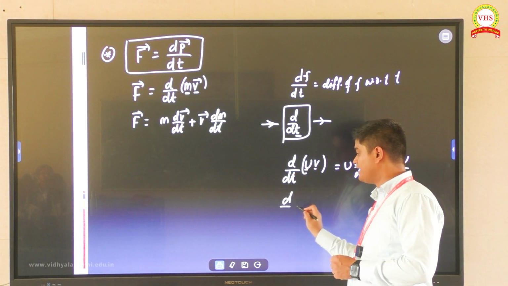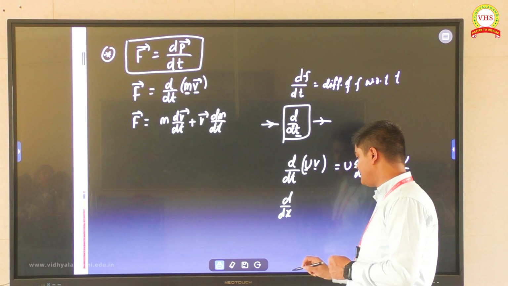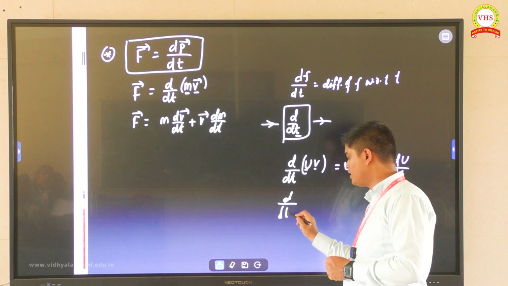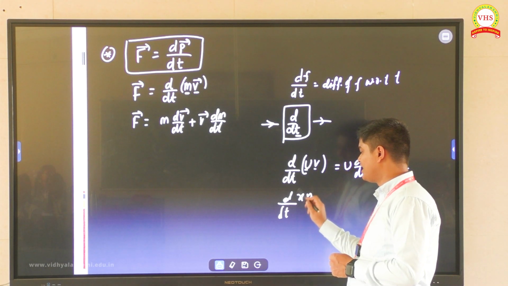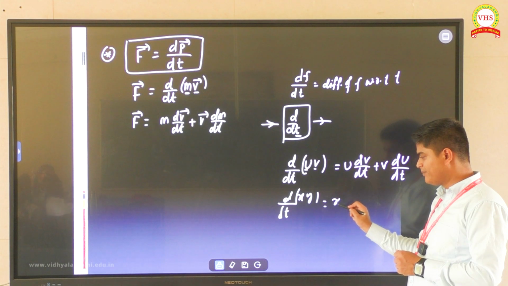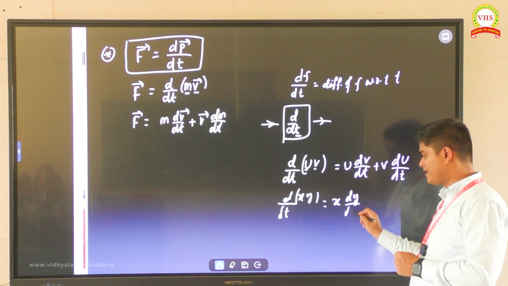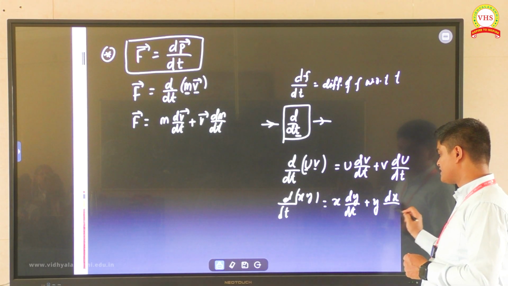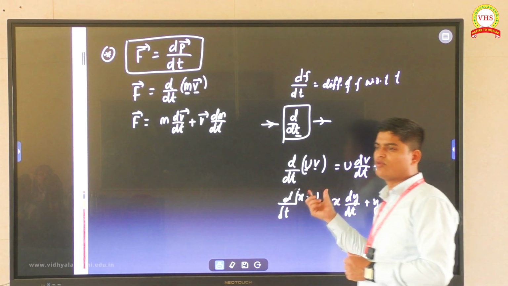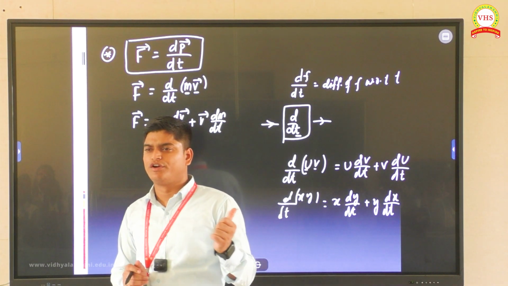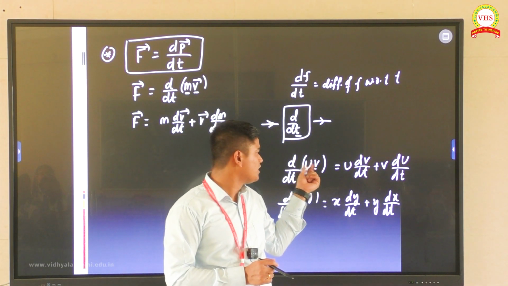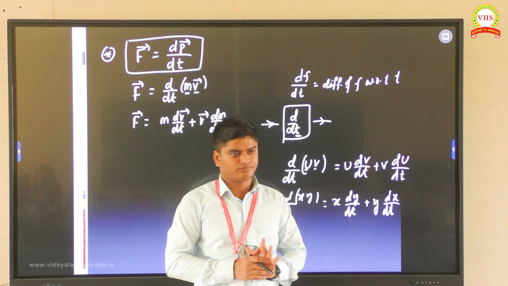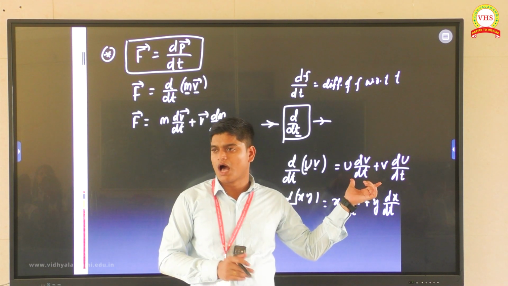Suppose I take d by dt of xy. First I'll keep x and differentiate y. Then next I'll keep y and differentiate x. Did you understand this formula, the differentiation formula, the u into v method? I keep u and write dv by dt, plus I keep v constant and take the derivative du by dt. Are you clear about this?